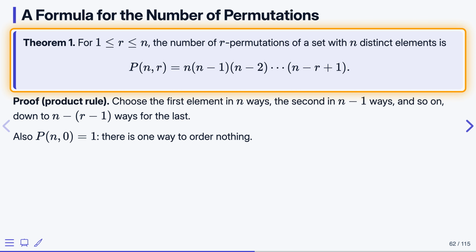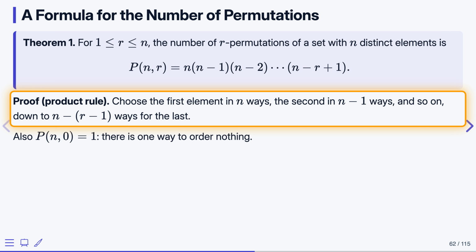This is the formula. Theorem 1 says, for r between 1 and n, P(n, r) equals n times n minus 1, times n minus 2, and so on, down to n minus r plus 1. The proof is the product rule. Pick the first element in n ways. One element is now used, so the second has n minus 1 ways. The third has n minus 2, and so on. There are r factors, so the last one is n minus r plus 1.